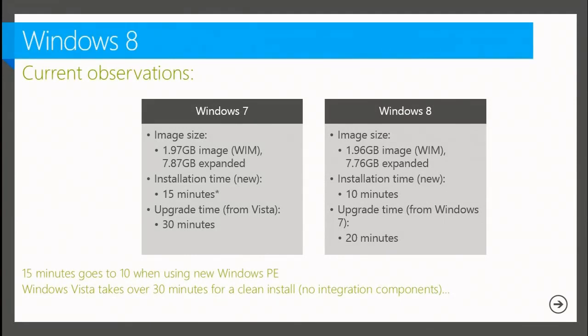So the images get smaller, the installation time gets better. If you've ever done an in-place upgrade, which isn't very common in enterprise scenarios, but we keep working on it, trying to get it better, trying to get it faster. If you try to do an upgrade from Windows Vista to Windows 7, way back when people were actually doing that, that upgrade process would take about 30 minutes. And it would only go up from there.